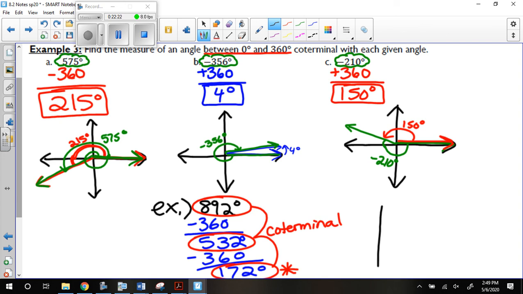So if I was sketching a picture of that, 892 would start here, it would go around once, that's 360, go around twice, that's 720, and then it would go around 172 degrees more, which is only 8 degrees shy of being at this 180. Something like that would be an 892 degree angle. And then our 172 degree angle would be the exact same thing, it just only goes from here to here.